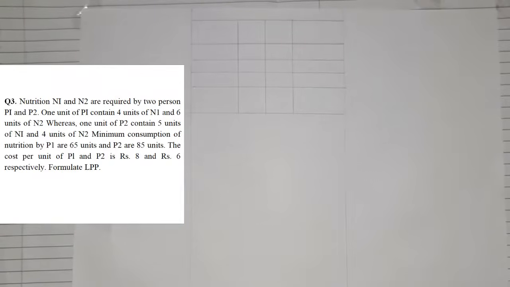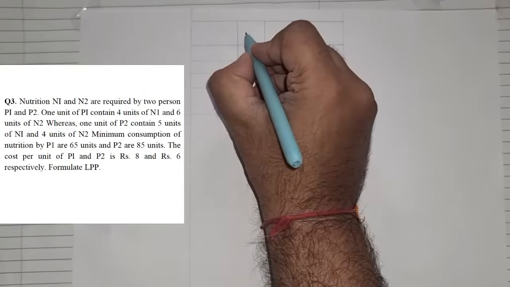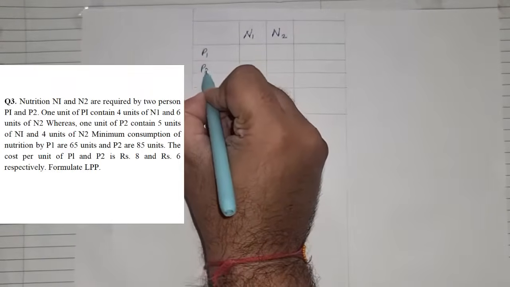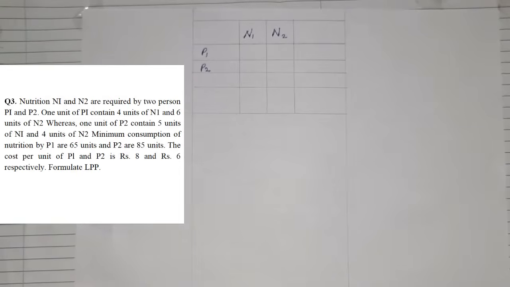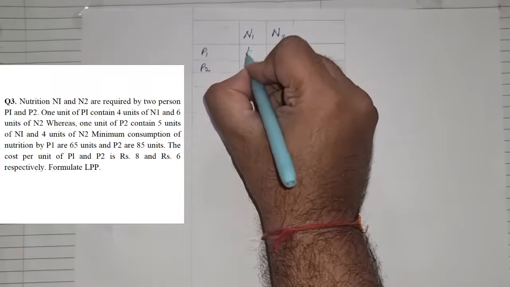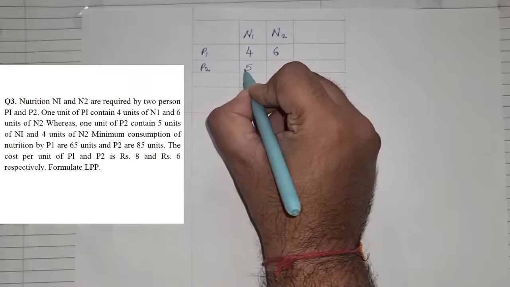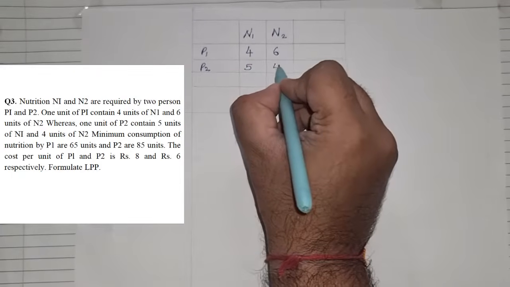Okay, now let us read the question once again. Nutrition N1 and N2 are required. So we have 2 nutrition or 2 types of product here, N1 and N2 are required by 2 persons, P1 and P2. 1 unit of P1 contains 4 units of N1 and 6 units of N2, whereas 1 unit of P2 contains 5 units of N1 and 4 units of N2.